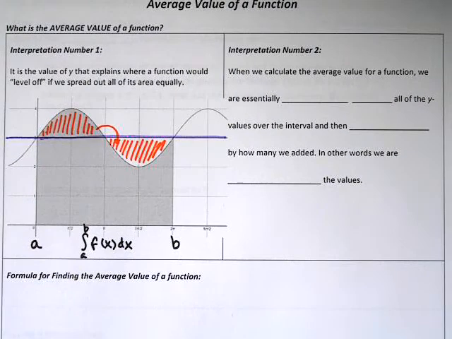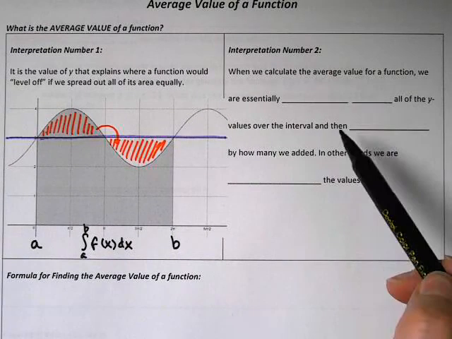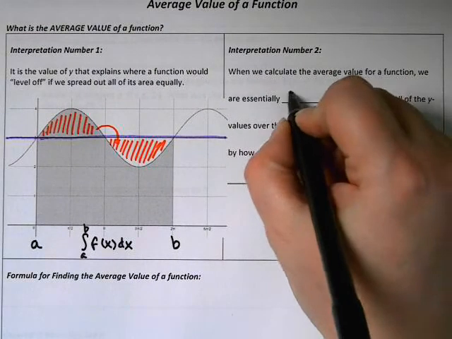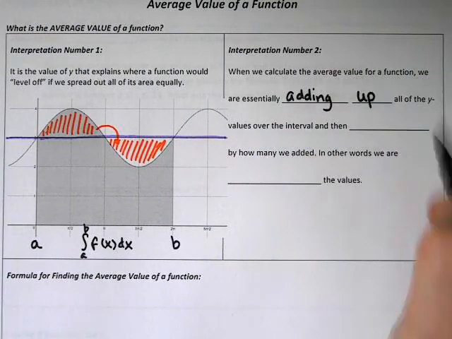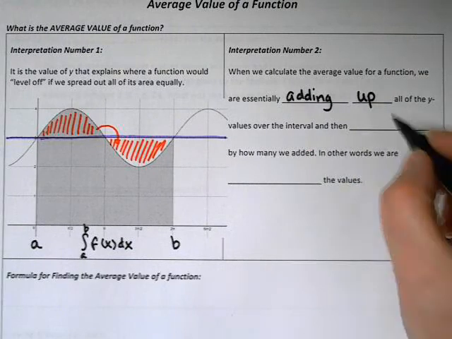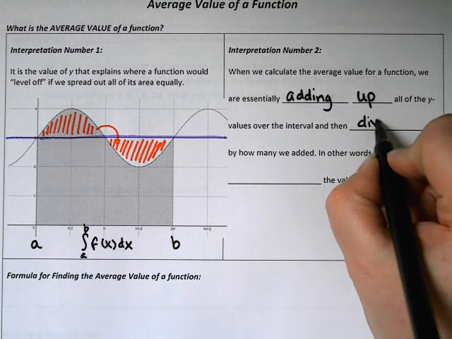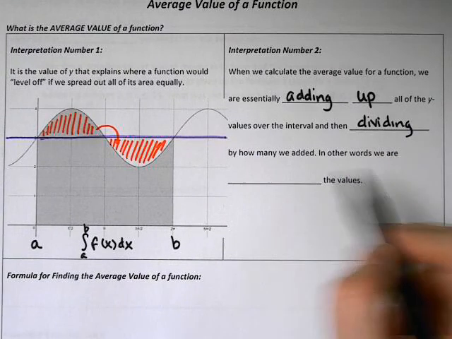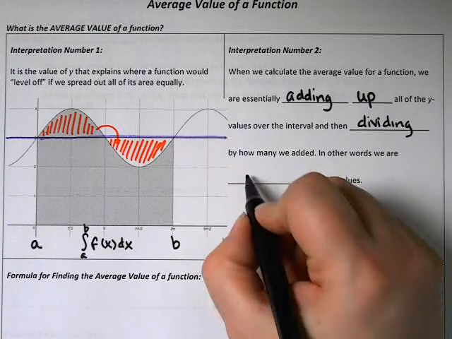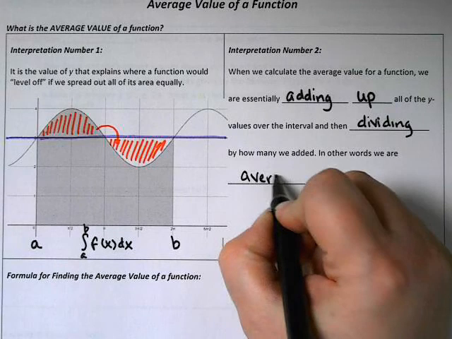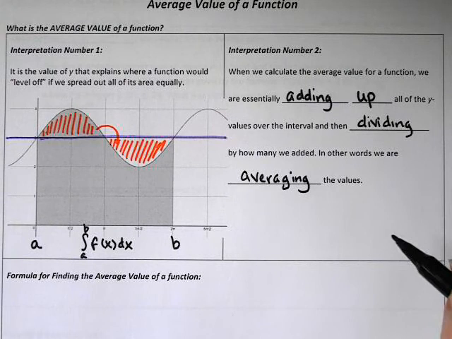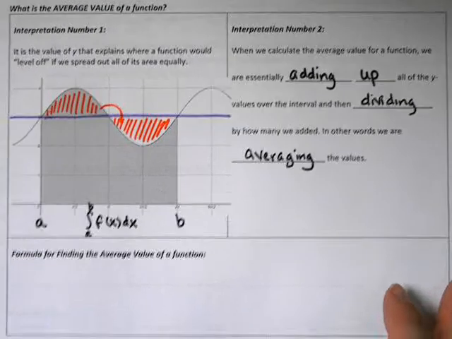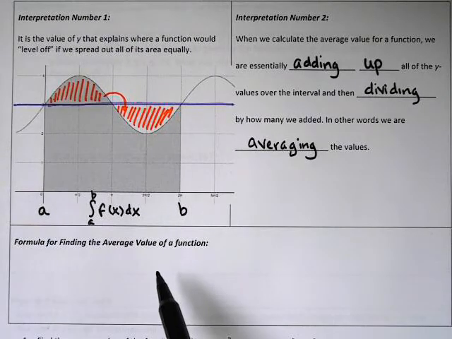The other way we can think about it is to think about that when we calculate the average value of a function, we are essentially adding up all of the y values over the interval and then dividing by how many we added. So in other words, we're averaging the values. Hence, average value of the function, right? So let's see what this actually looks like. Let's check out this formula then.